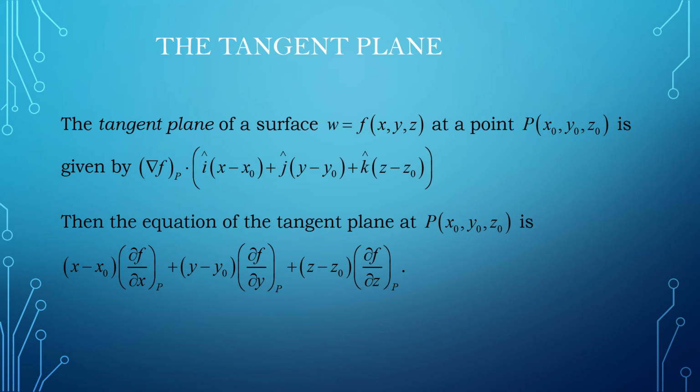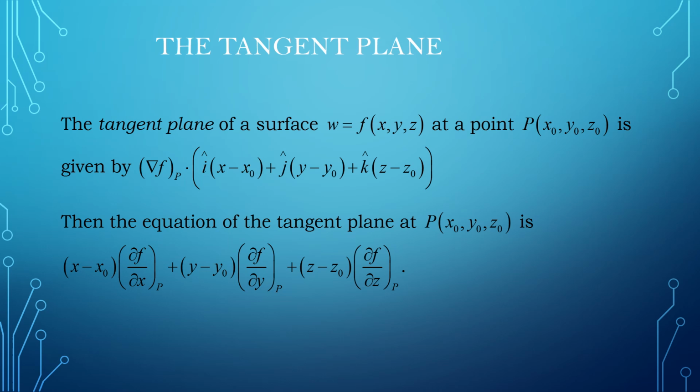What is a tangent plane? Consider a scalar field f from R3 to R. It can also be written as w equals f of x comma y comma z. Suppose a point P (x naught, y naught, z naught) is given on this surface. The tangent plane literally touches the given surface at this point P (x naught, y naught, z naught).